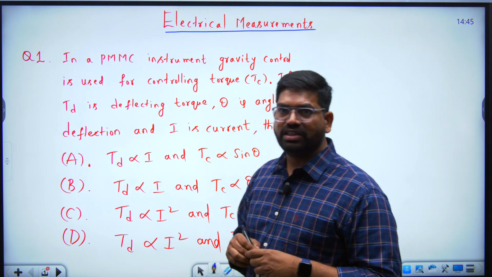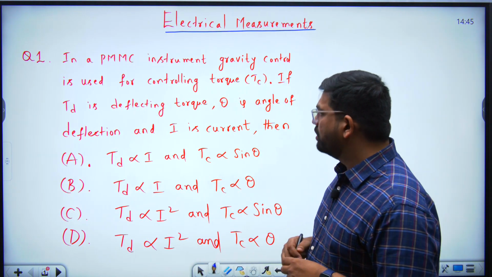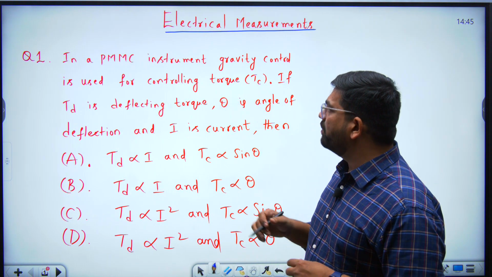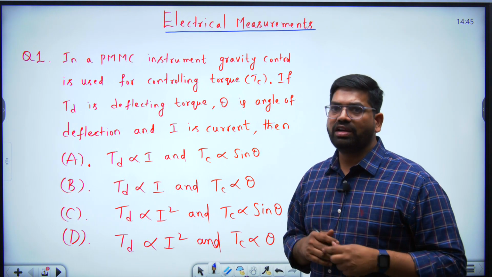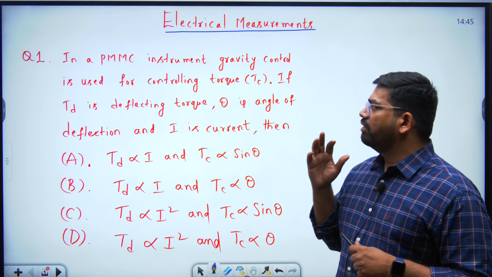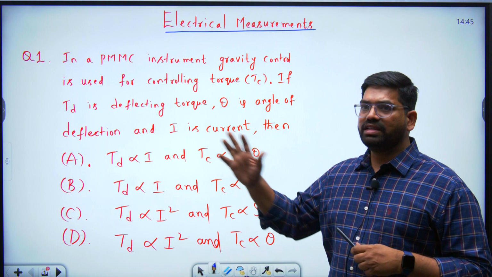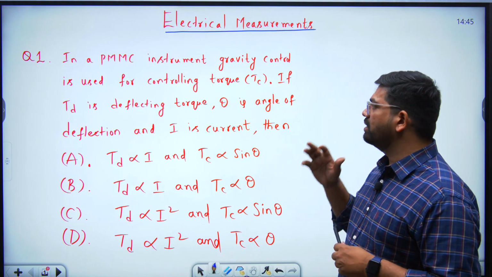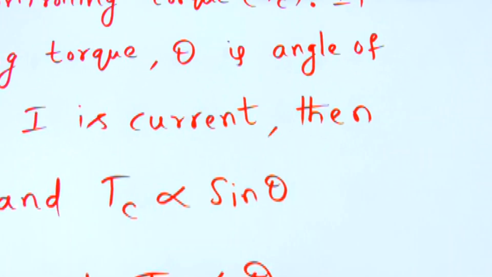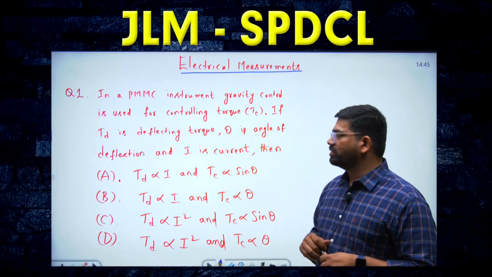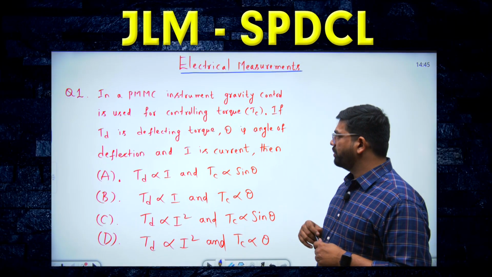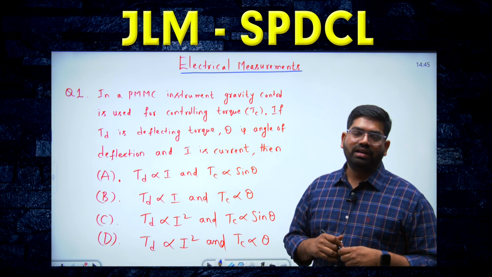So let us look into these questions one by one. If you observe this question, in a PMMC instrument, gravity control is used for controlling torque purpose. If TD is the deflecting torque, and theta is the angle of deflection, and I is the current flowing through the moving coil in the PMMC, then what will be the relation here?